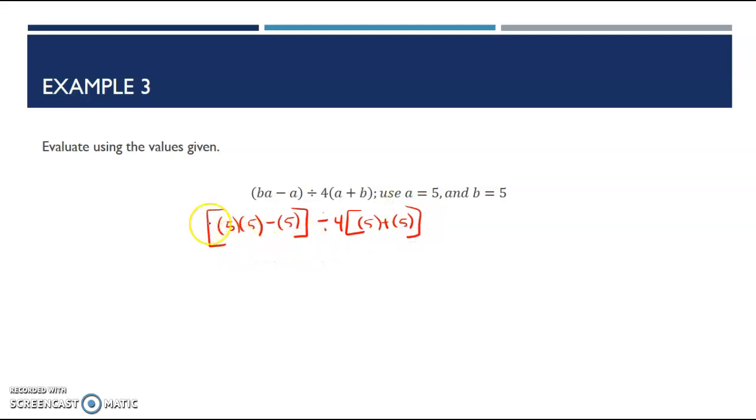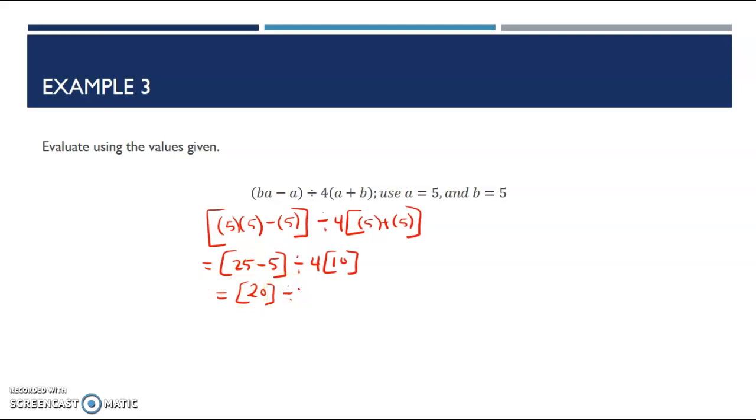Alright, so then from here, order of operations says that we do our grouping symbols first. So within this grouping, I have 5 times 5, which is 25, minus 5, divided by the 4 times. I'm going to go ahead and do this grouping. 5 plus 5 is 10. Now from here, 25 minus 5 gives us 20.